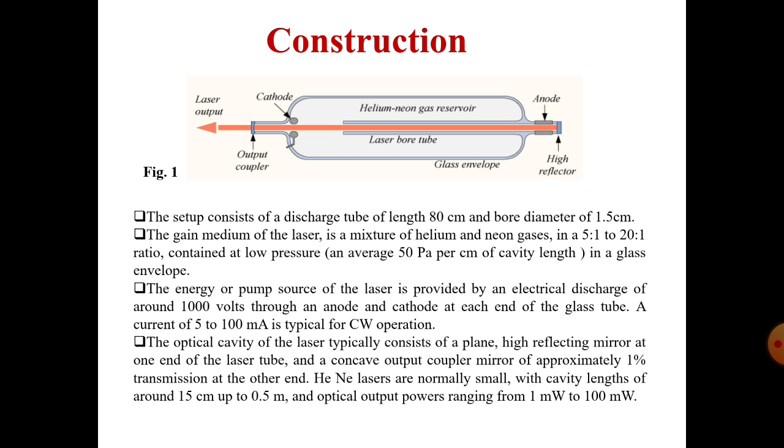The optical cavity of laser typically consists of a plain, high reflecting mirror at one end of the laser tube and a concave output coupler mirror of approximately 1% transmission at the other end. Helium neon lasers are normally small with cavity lengths of around 15 cm up to 0.5 meter and optical output powers ranging from 1 milliwatt to 100 milliwatt.